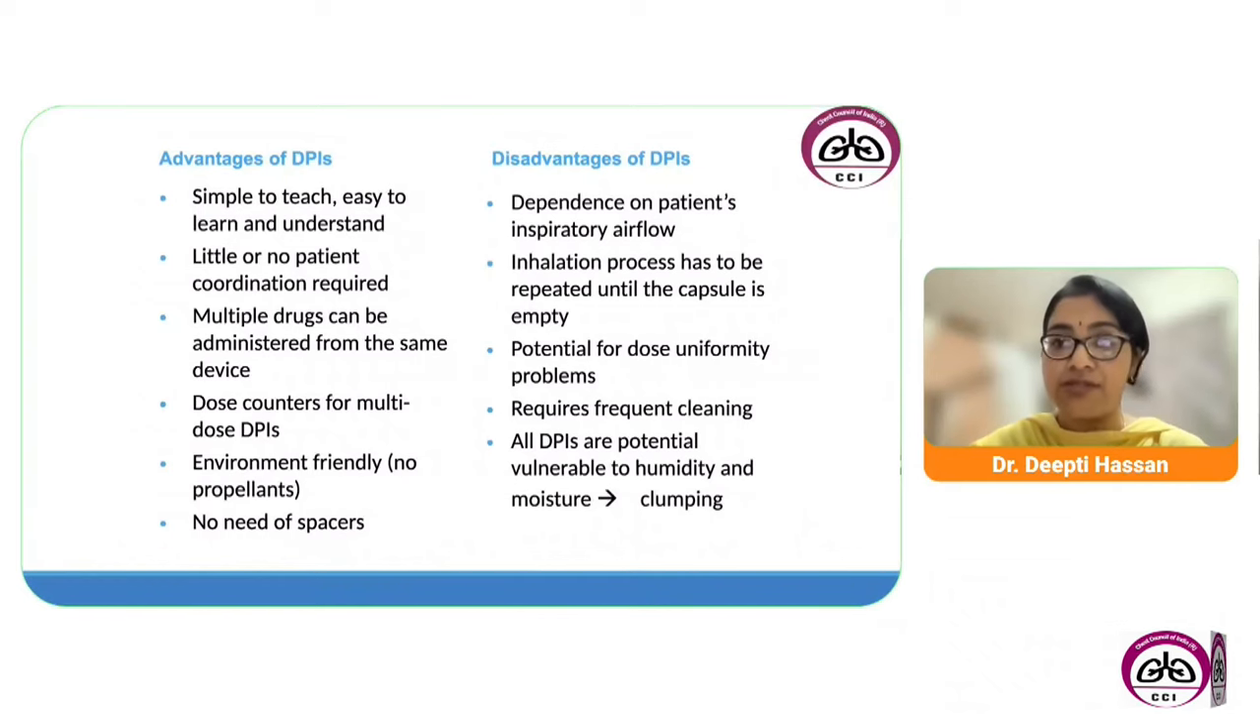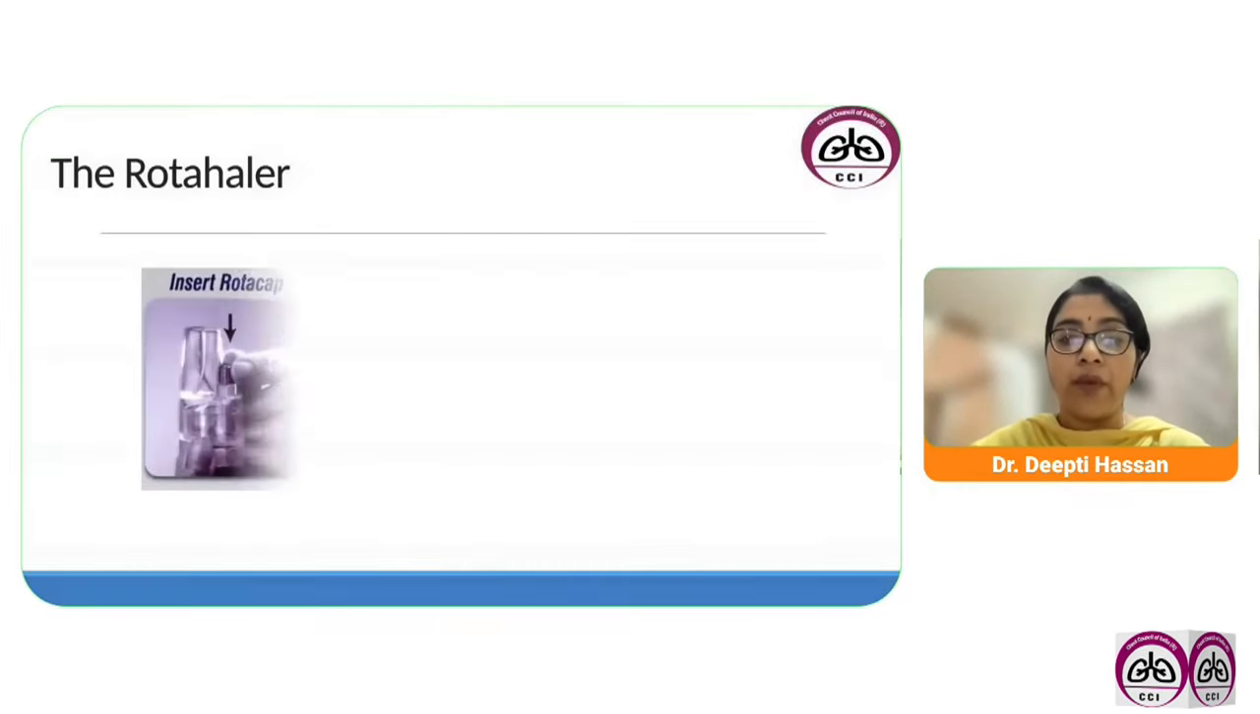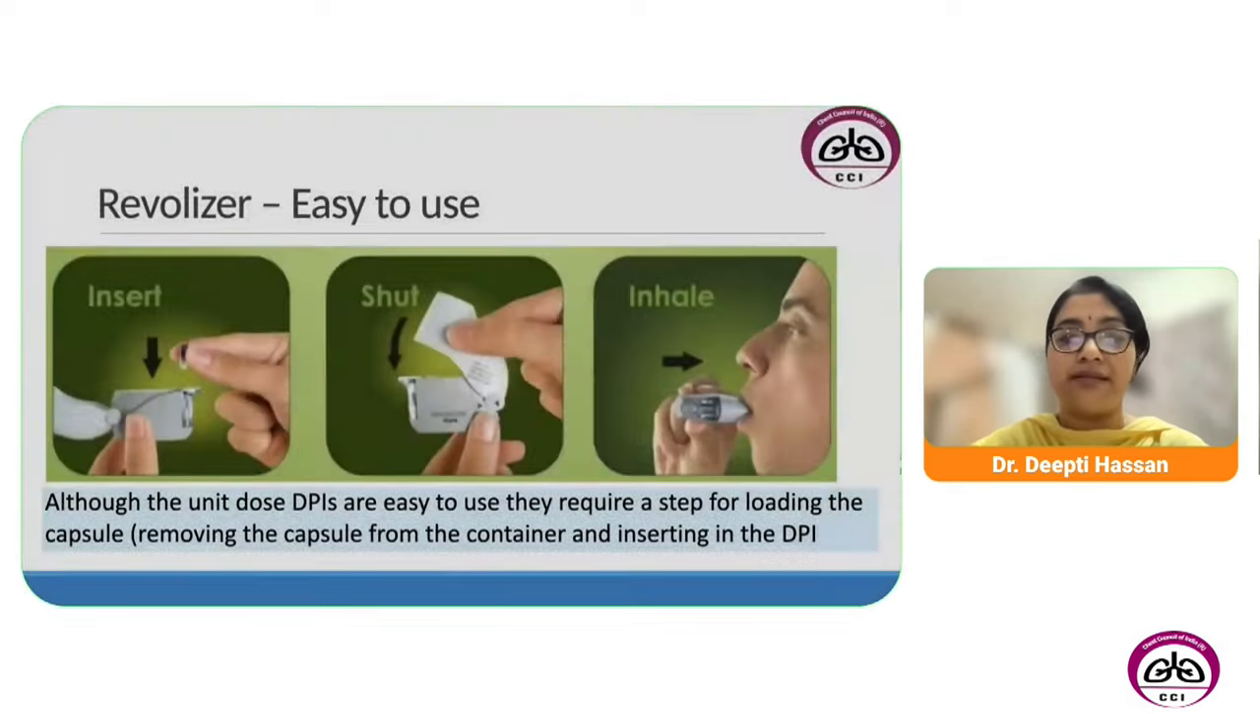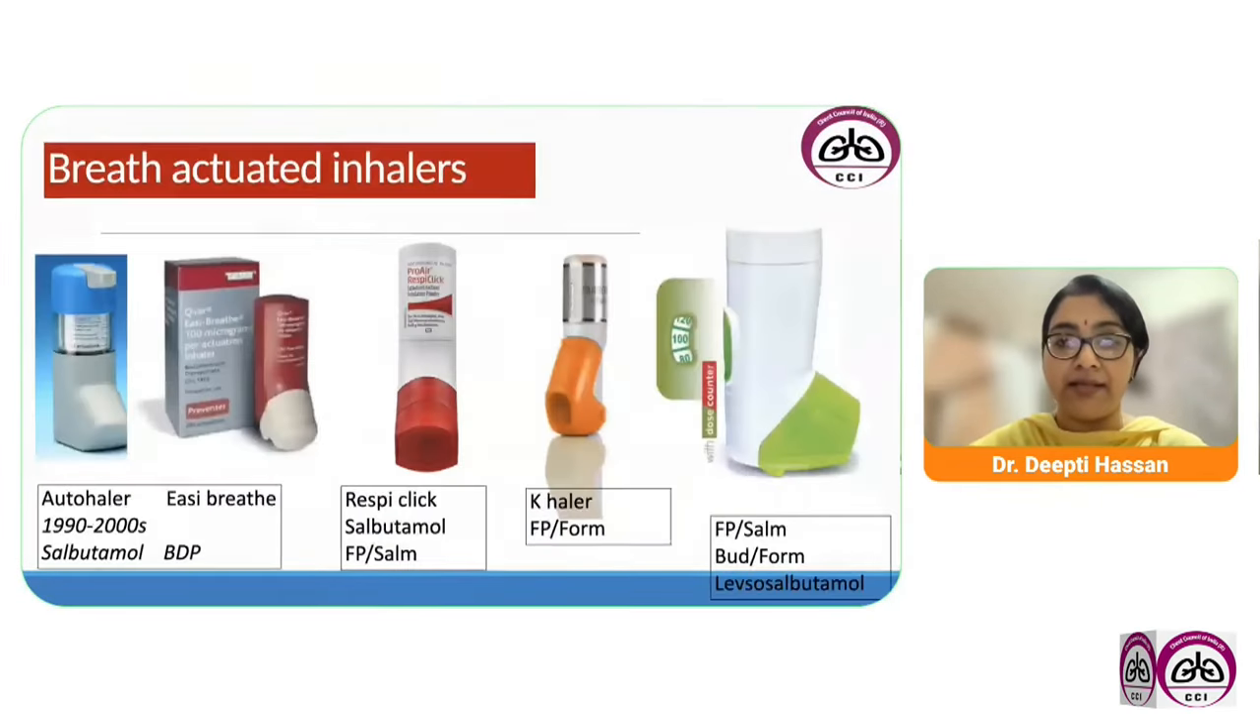Whereas the disadvantages, it is dependent on the patient's inspiratory airflow. The process of inhalation has to be repeated till the capsule is empty. There is also a possible problem of dose uniformity. It requires frequent cleaning and there is also a vulnerability to clumping. So we will be discussing Rotahaler, Rebolizer, and multi-dose DPI in detail in the slide that demonstrates the use.